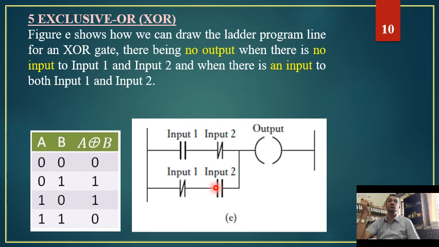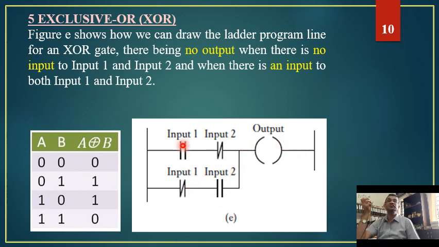On this branch input 2 is open, that is why no current flows on this particular branch. So output is 0. When B, that is input 2, is available, this particular normally open contact will turn closed and this one will turn open. That is why there is no flow from this particular branch, because both of them are open. Whereas over here, input 1 is already normally closed, and input 2 turns this particular switch closed. So both of them are closed, hence current flows and we get the output.